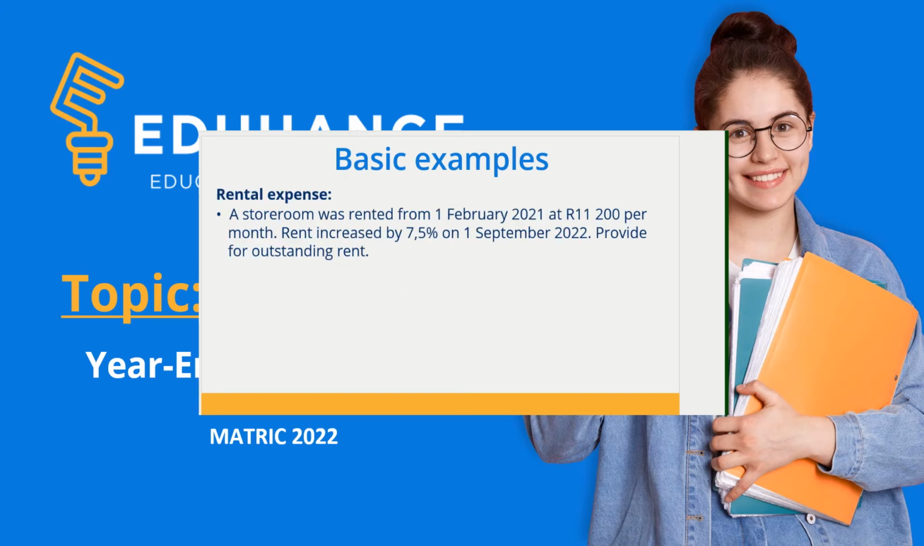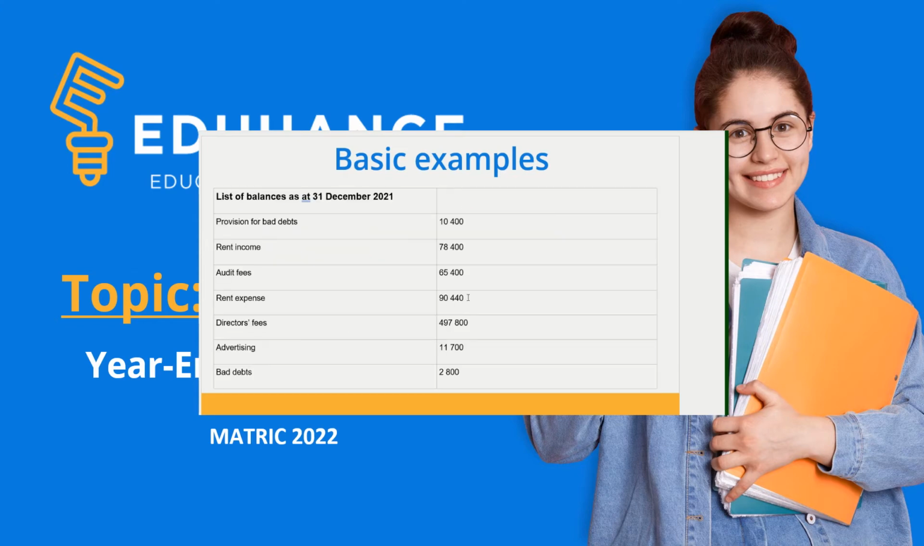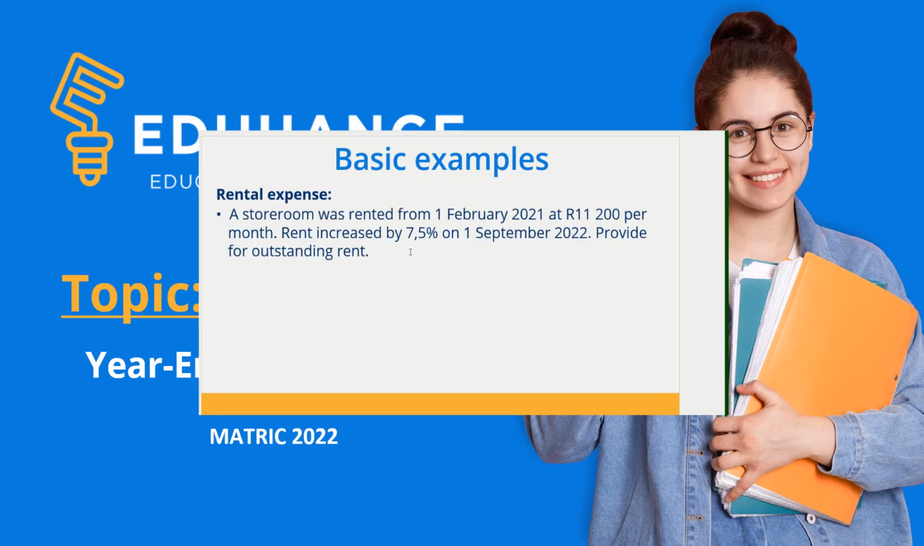Our next example focuses on rental expense. So if we go back, let's get the rental expense amount. It's 90,440. And I'm just going to put that in brackets. A storeroom was rented from 1st February 2021 at 11,200 per month. Rent increased by 7.5% on 1st September 2021.